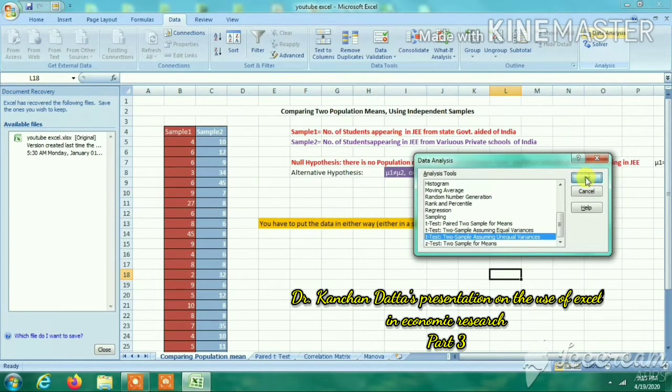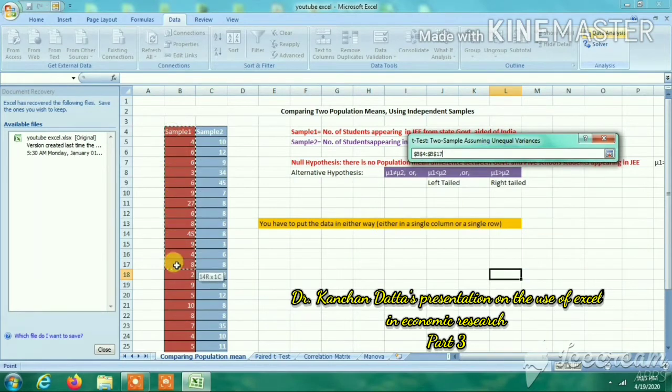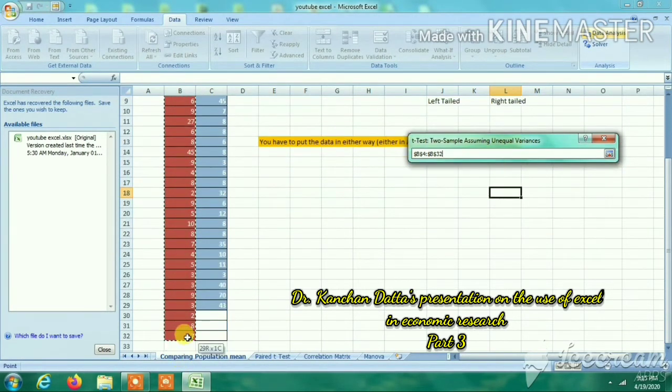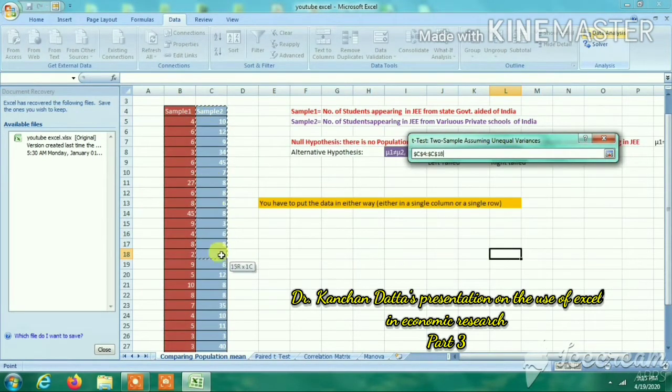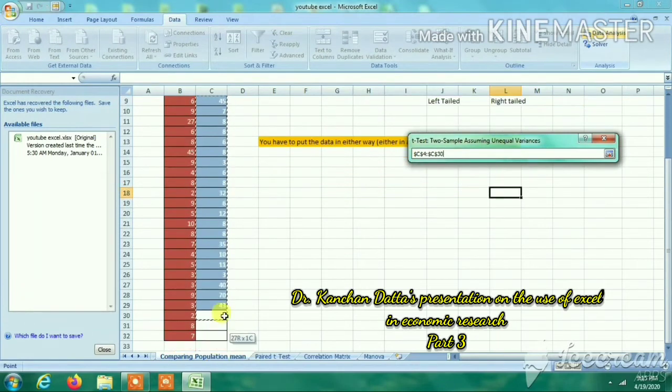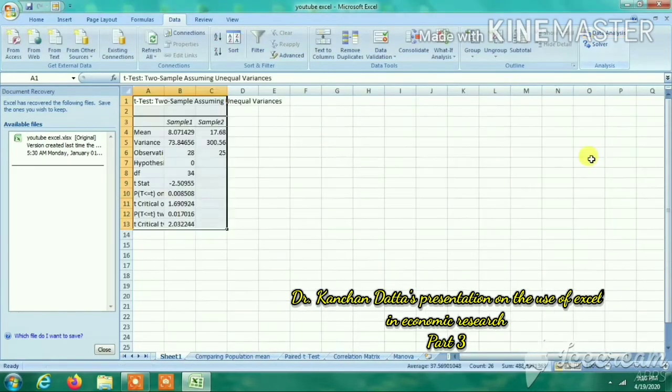Okay, variable 1: we select the variable 1 range. Similarly for variable 2 range, we give the variable 2, that means the sample 2 range up to this extent. Labels: since we have highlighted the sample, the hypothesized mean difference definitely should be 0. There is no difference, so null hypothesis. So click OK. Okay, this is the result through Excel.